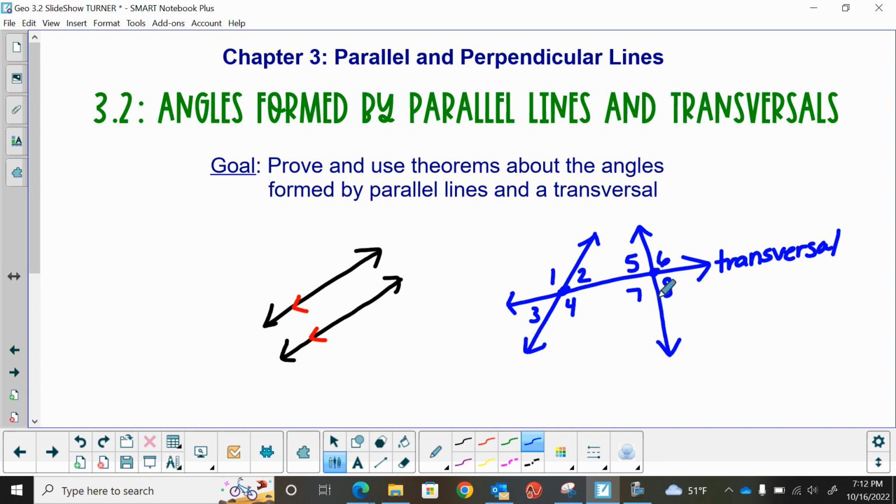And we talked about different pairs of angles. We talked about corresponding angles, alternate interior, alternate exterior, and same side interior. So now we're going to put these two ideas together and look at what if the two lines are parallel. What are we going to see about these different types of angles?